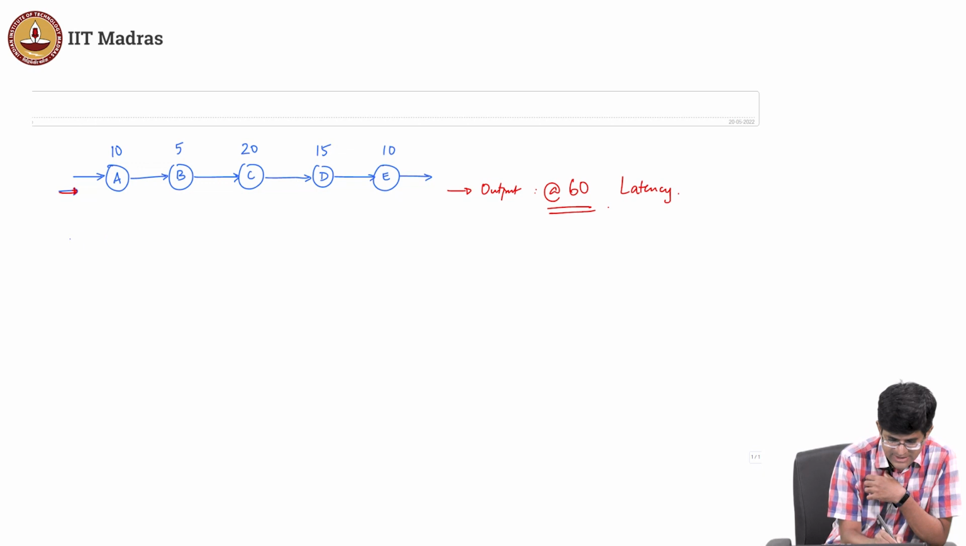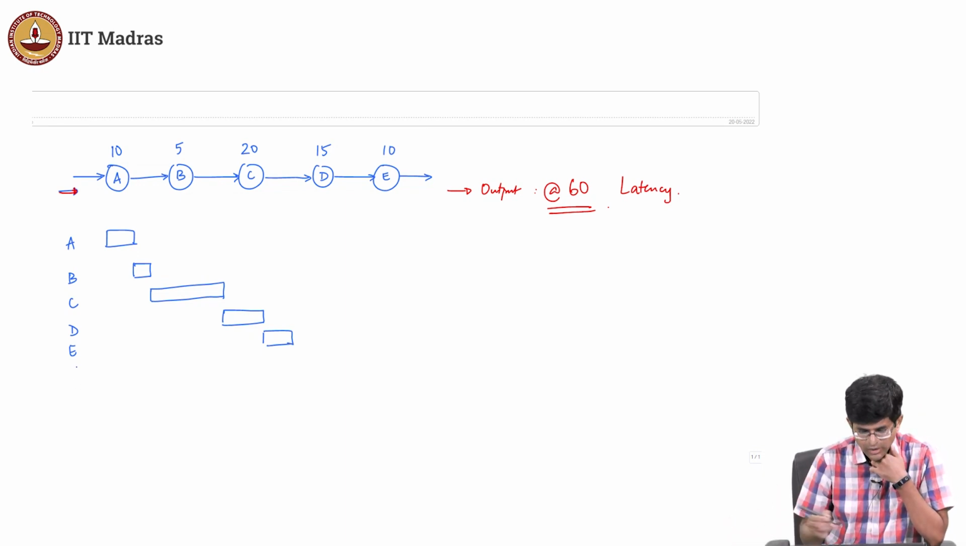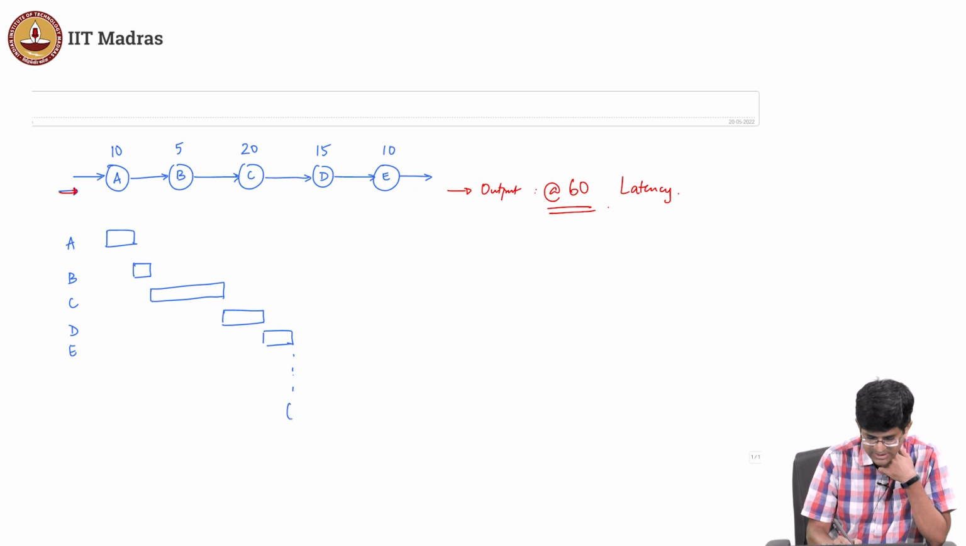What I'm going to do is draw this A, B, C, D, E, F out here, on this axis, and say that first A executes, it takes 10 units of time, then B starts, it finishes in 5. C takes over immediately after that and takes 20. D then starts over there and takes another 15, and E then takes 10, there is no F. So in other words, this total latency was 60.